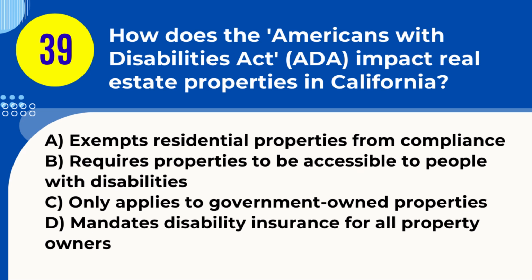Question 39. How does the Americans with Disabilities Act, ADA, impact real estate properties in California? A. Exempts residential properties from compliance. B. Requires properties to be accessible to people with disabilities. C. Only applies to government-owned properties. D. Mandates disability insurance for all property owners.